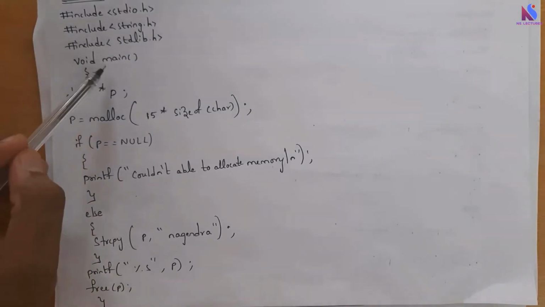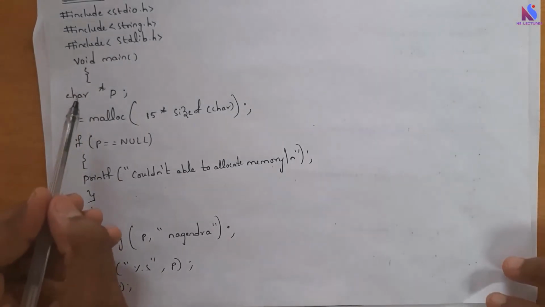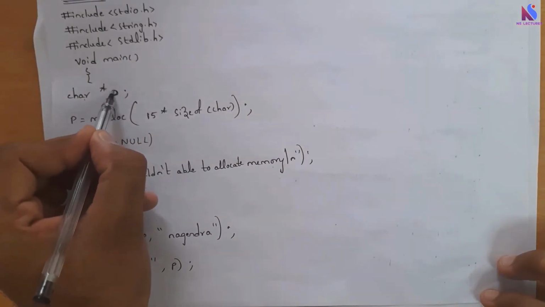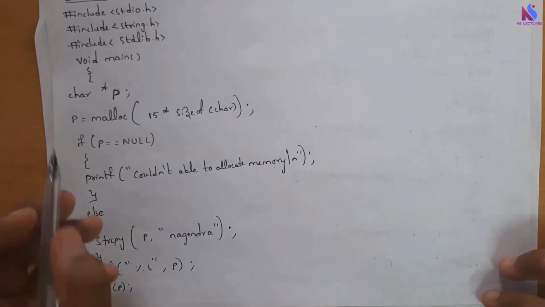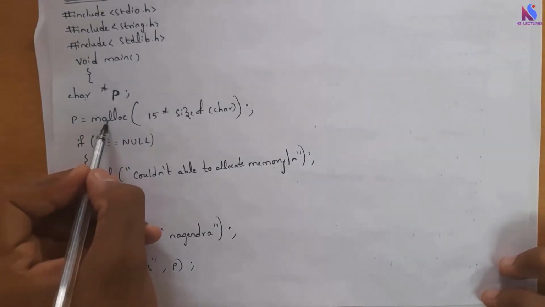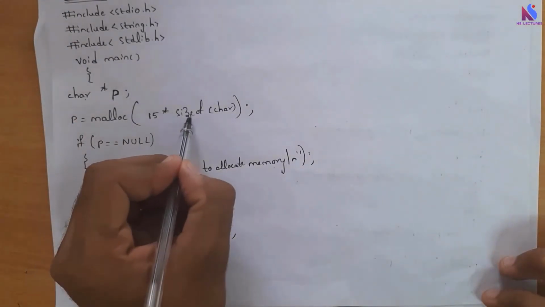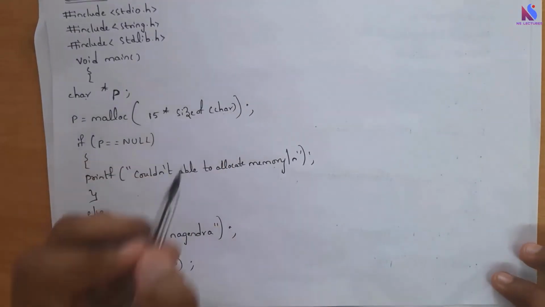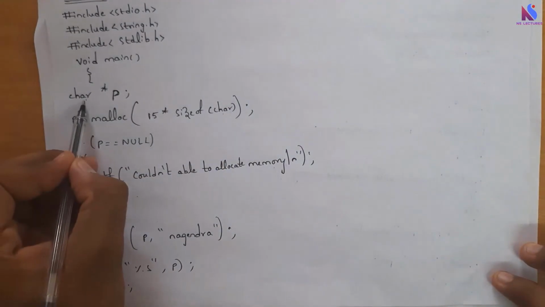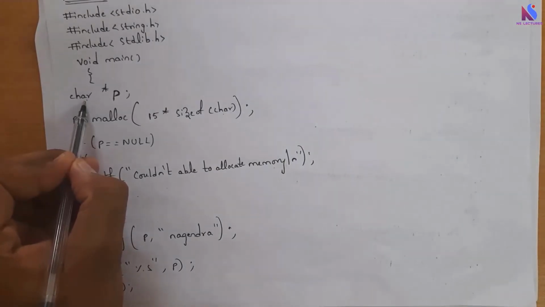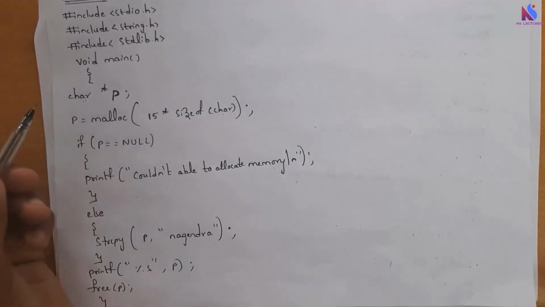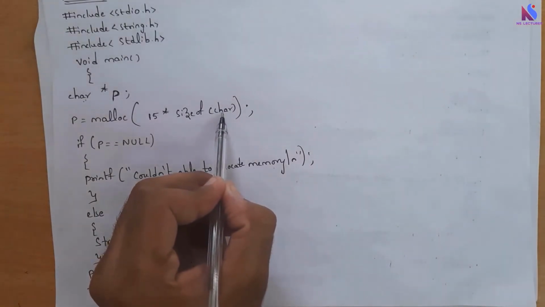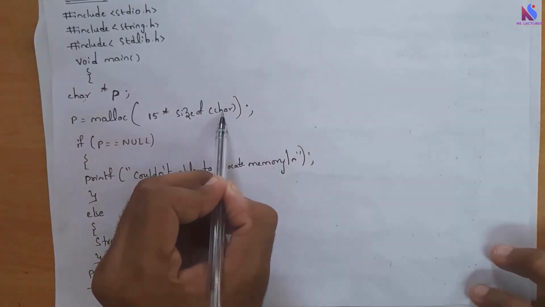After that I wrote void main. Inside void main I wrote char pointer p. I am taking a pointer variable and giving this pointer variable the name p. After that I wrote p is equal to malloc of 15 into size of char because I want to store characters. So I wrote char here, and here also you need to write char. For example, if you want to store integer values, then you need to write int here, and then int here. But now I want to store characters, so here I wrote the char data type.